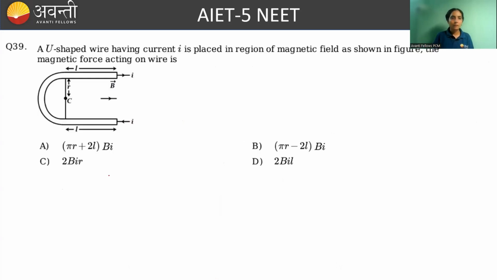Now there is a U-shaped wire having current I, placed in a region of magnetic field as shown in the figure. We need the magnetic force acting on the wire. If you remember, the magnetic force acting on a current carrying wire in a magnetic field, FB, is written as IL cross B.